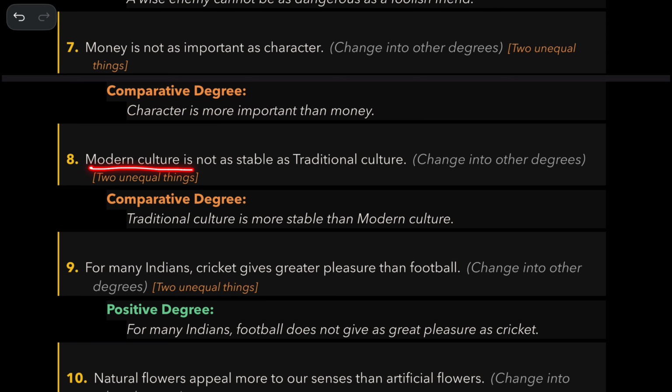Modern culture is not as stable as traditional culture. Here, you're talking about two unequal things. This instruction only confuses you. Okay, stable, you need more stable. Traditional culture is more stable than modern culture.